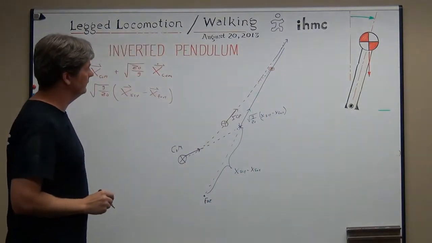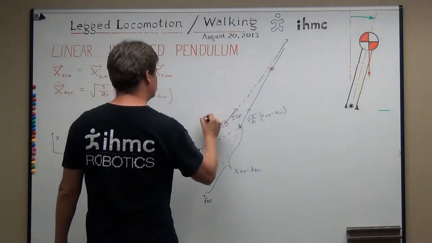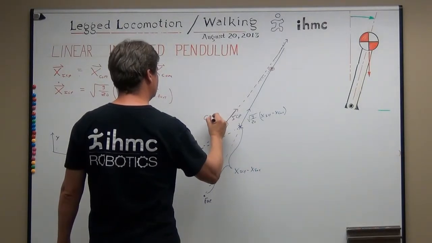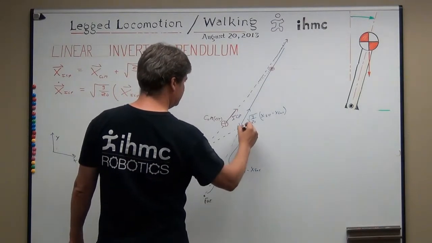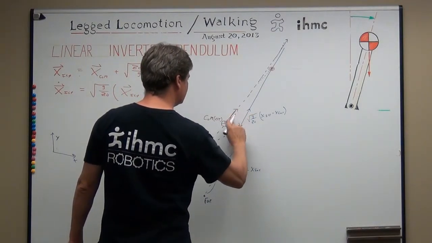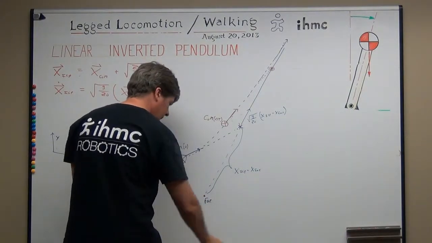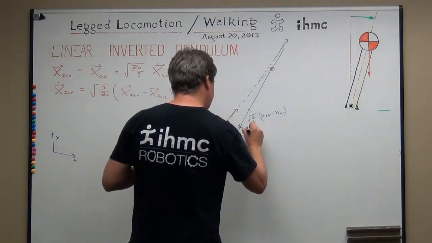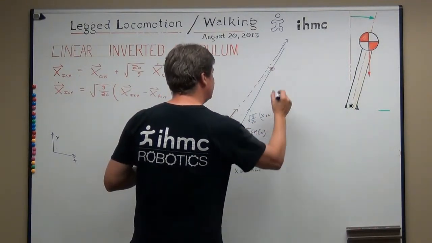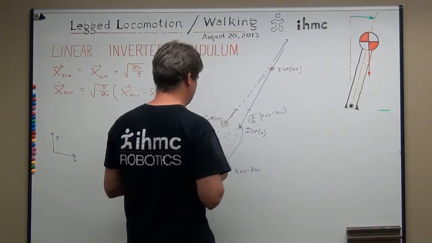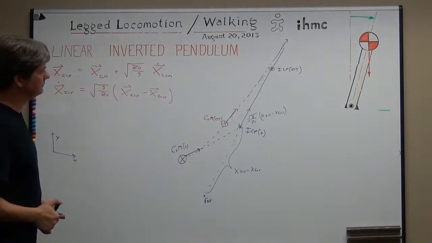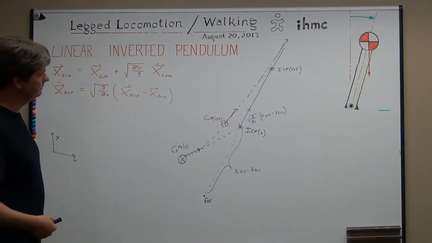Right. So this is the center of mass, call it delta t here, and call this 0. This is the instantaneous capture point. This is the ICP at time 0, and this is the ICP at time delta t. So the velocity is always tangent to the hyperbolic curve.